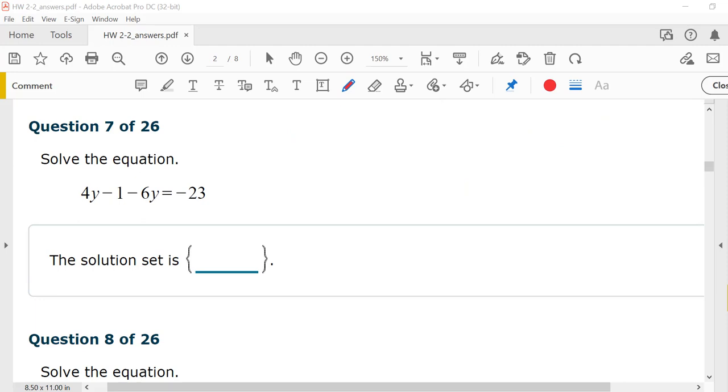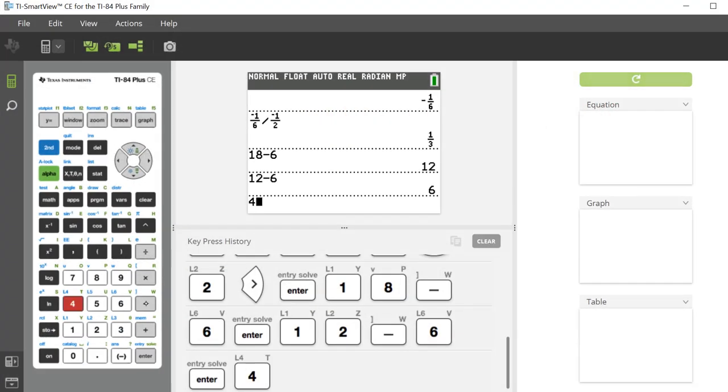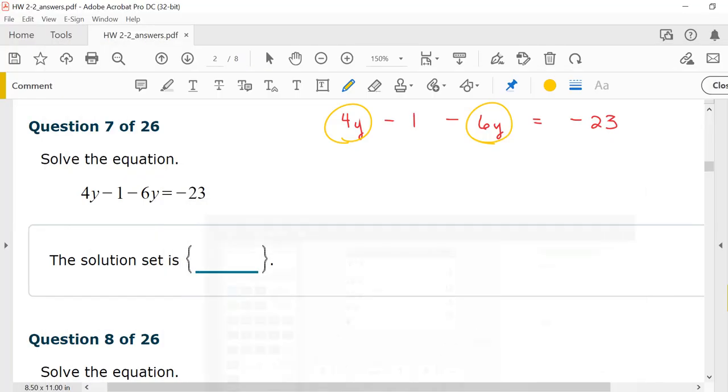Number 7. 4y minus 1 minus 6y equals negative 23. Do I have any like terms that I can combine on either side? Yes, I have 4y minus 6y. So 4 minus 6 gives me negative 2y. Negative 2y minus 1, that guy's still there, equals negative 23.